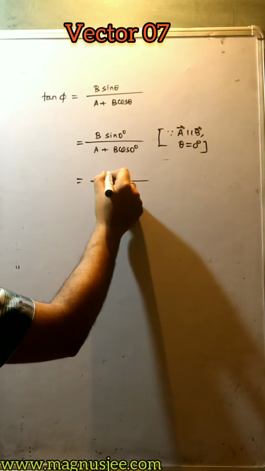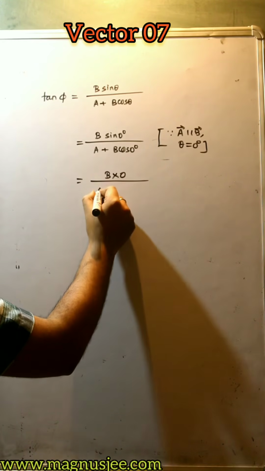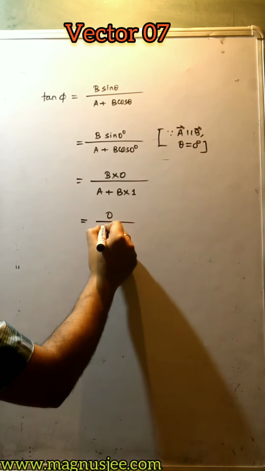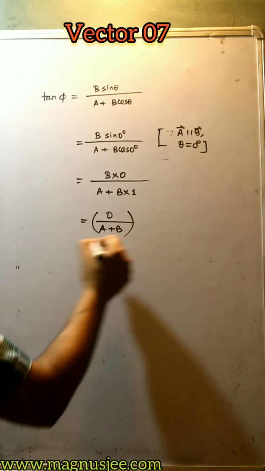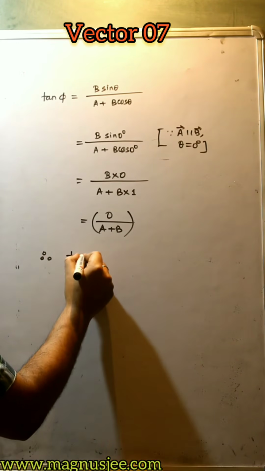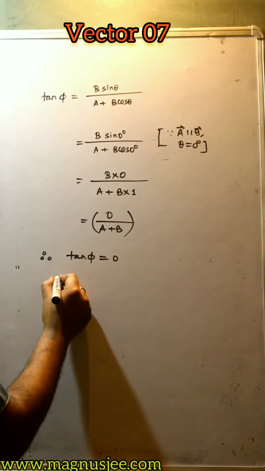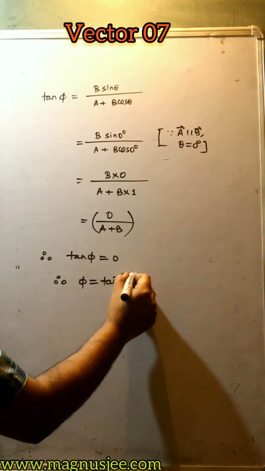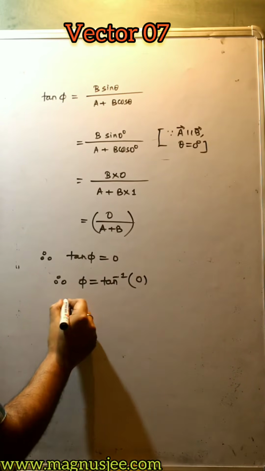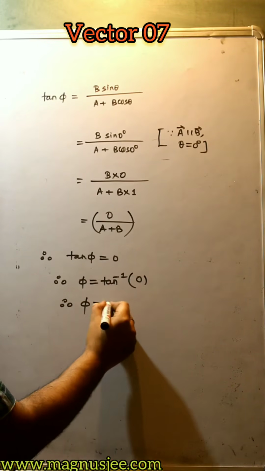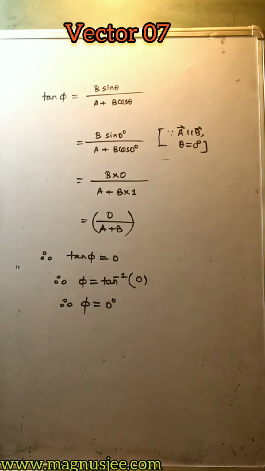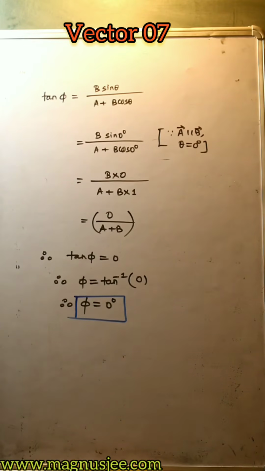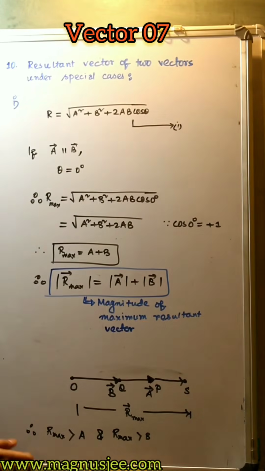equal to b into 0, since sin 0 degree is 0, divided by A plus B into 1, since cos 0 degree is 1. So finally we get 0 divided by A plus B. 0 by anything is 0, therefore tan phi equal to 0. Therefore phi equal to tan inverse 0. Now we know that tan inverse 0 is 0, therefore phi equal to 0 degree. Phi is the angle at which the maximum resultant vector acts with vector A, and we get phi as 0 degree.